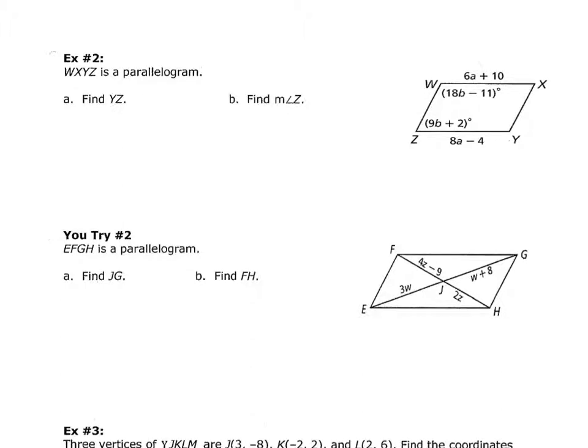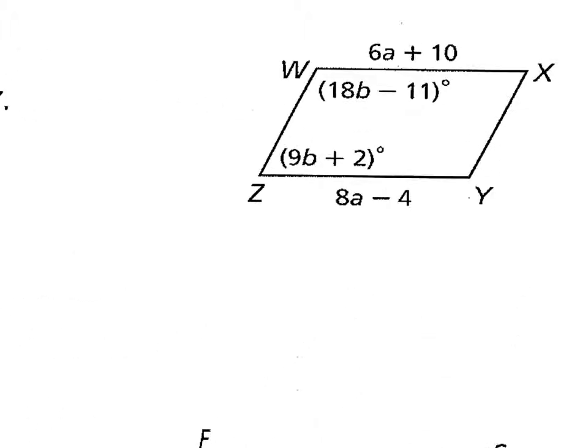All right, so now we're going to start getting into our algebra a little bit. It says WXYZ is a parallelogram, and we want to find the length YZ. Here's YZ, and we know that it is 8A minus 4. Well, what is another length that's equal to 8A minus 4? We know that these two side lengths are congruent, so we can set those two side lengths equal to each other.